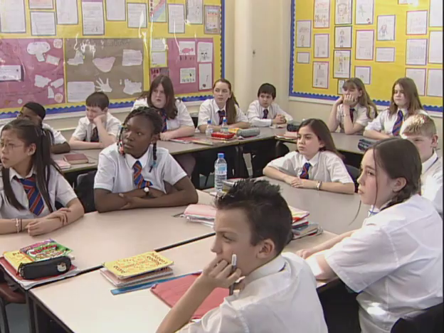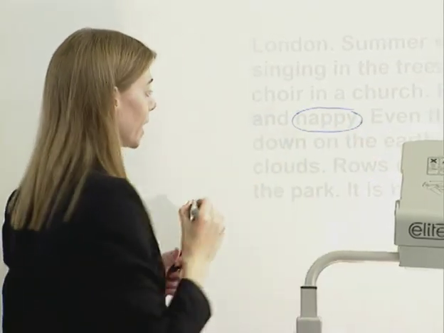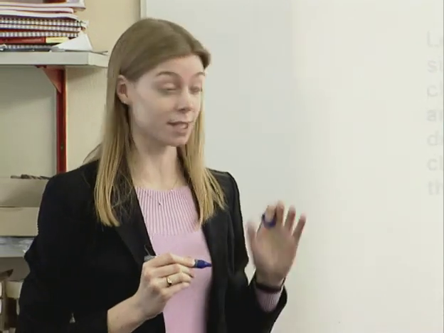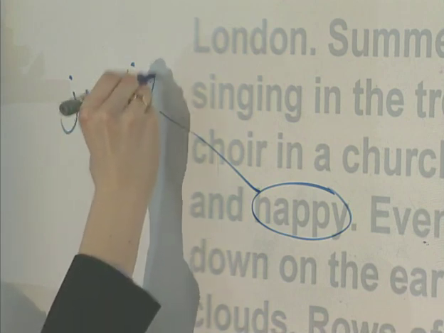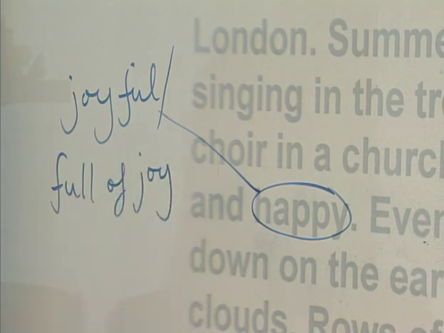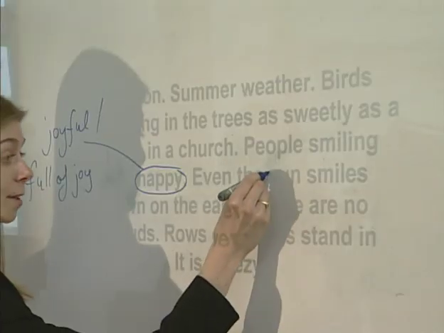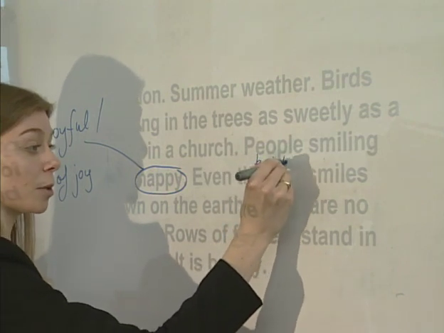Now, can anyone point out to me an adjective for me then, please? Would it be happy? Good. Okay, now happy. Now, for me, I could have said something more effective than just happy. Perhaps, to give you an example, joyful or full of joy. More descriptive than just happy. There are places where I can see I could have added adjectives to make the piece more interesting and more lively. For instance, here. Rather than just even the sun, I could have had bright sun, for example.